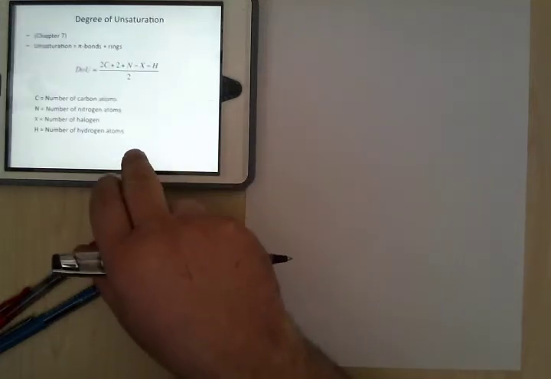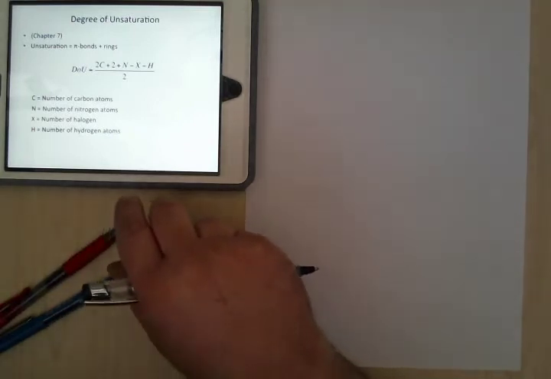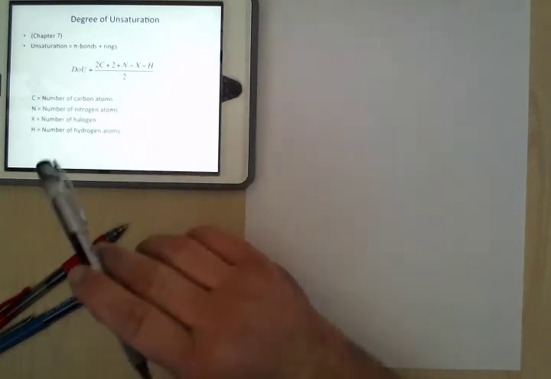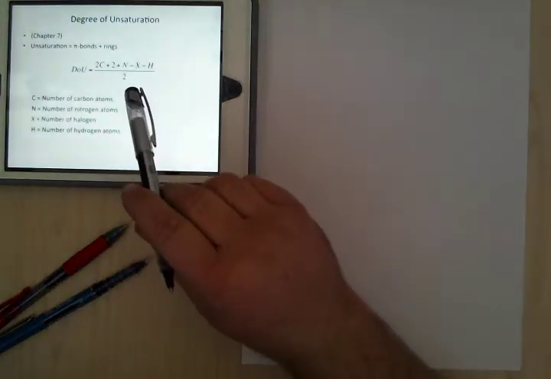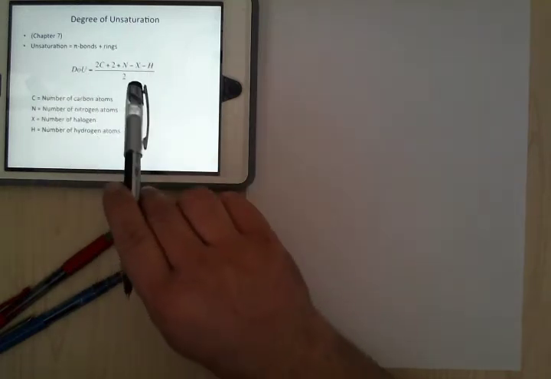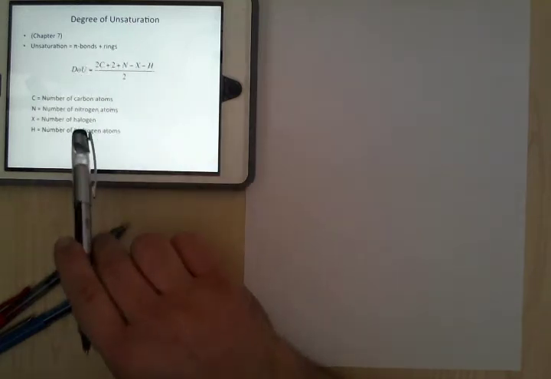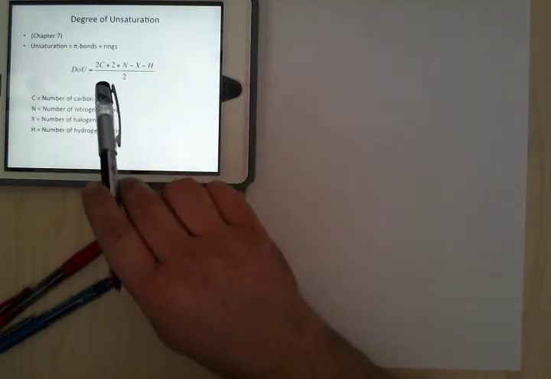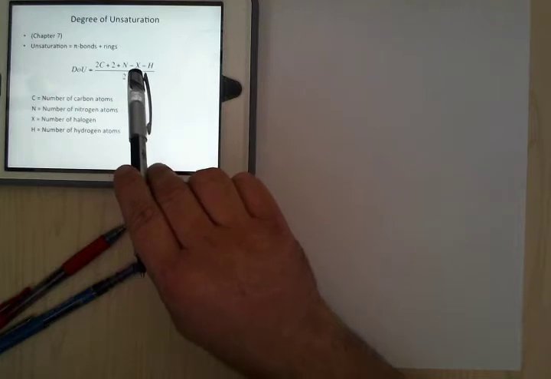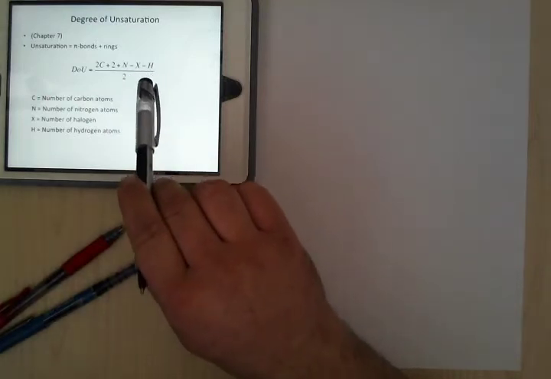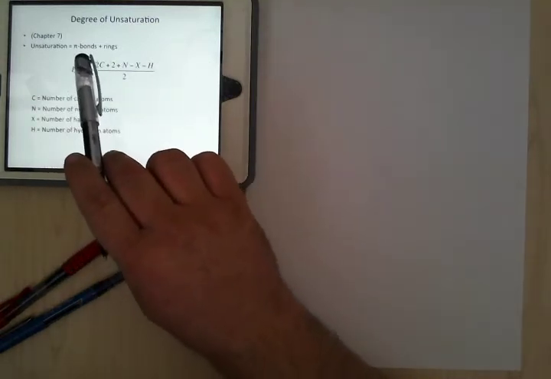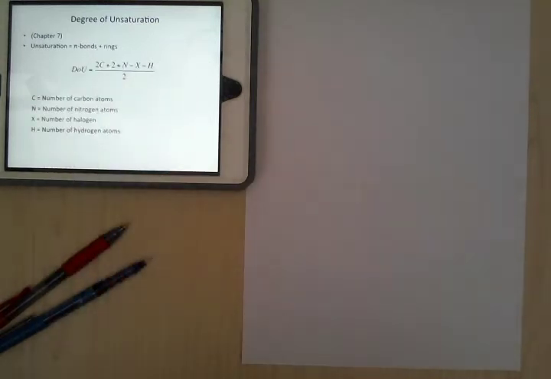So, okay, another thing to remember, coming back from chapter 7, we're going to be using this a lot over the next couple of chapters, is the degree of unsaturation, right? So you can use this equation. It works pretty well. I'm going to give you the equation, I'm not necessarily going to give you the key. So 2 times the number of carbons plus 2 plus the number of nitrogens minus the total number of halides minus hydrogens, all that divided by 2. And that number that you get out is going to be the number of pi bonds and rings, right?